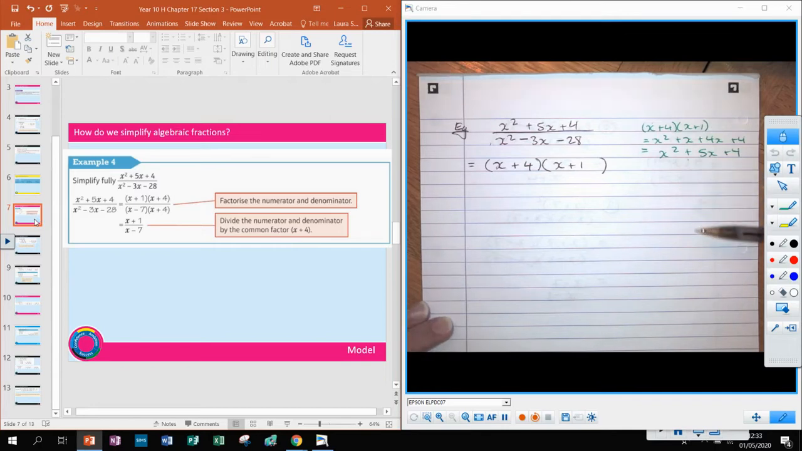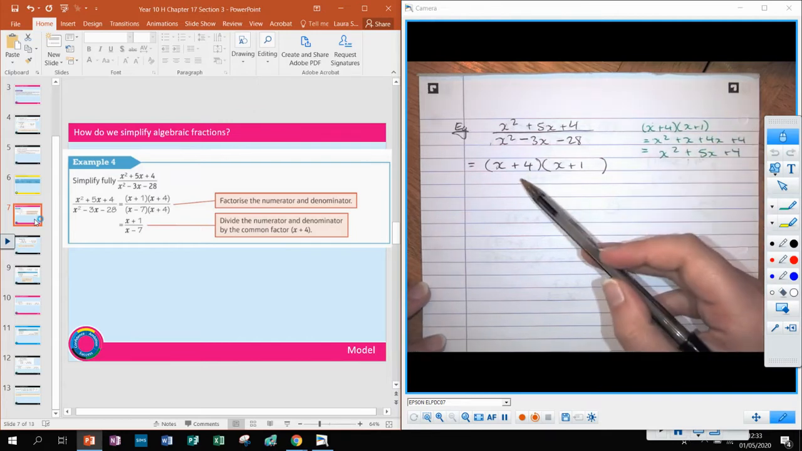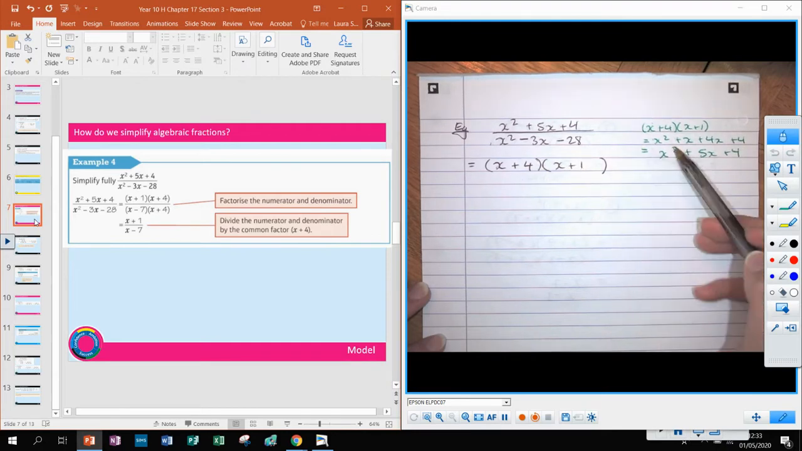I'm not going to double check every single one in the video because then the video would probably be about an hour and a half long, which is too long for uploading, but you guys can be double checking as you go. When you expand your factorized brackets, you should get the original quadratic.